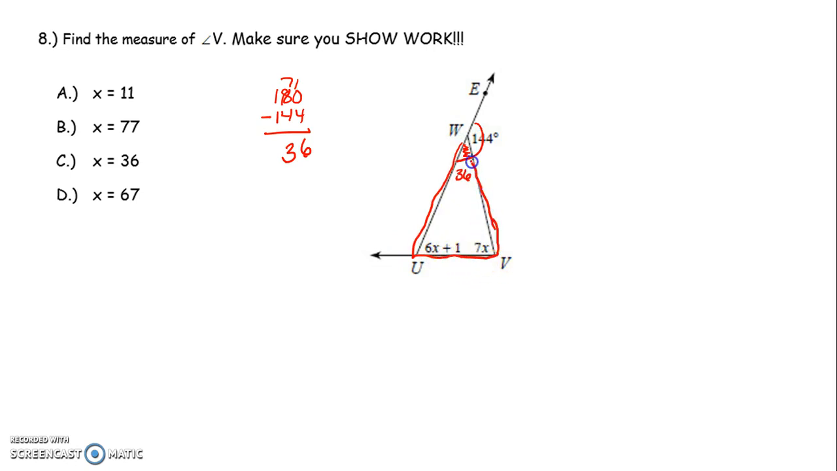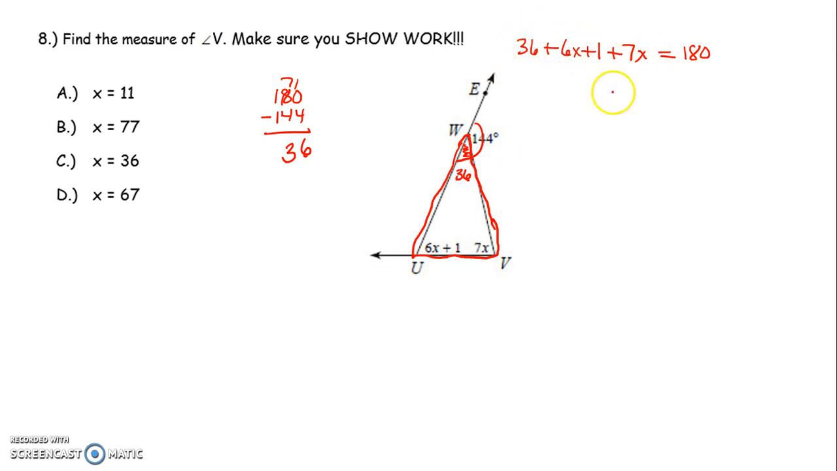Oh, so ugly. And we know the three angles of a triangle add up to 180. So I can take those three angles and add them up to 180. So I could take 36 plus 6x plus 1 plus 7x, and I can set that equal to 180. Three angles in a triangle add up to 180, and now I'm just going to solve this equation.